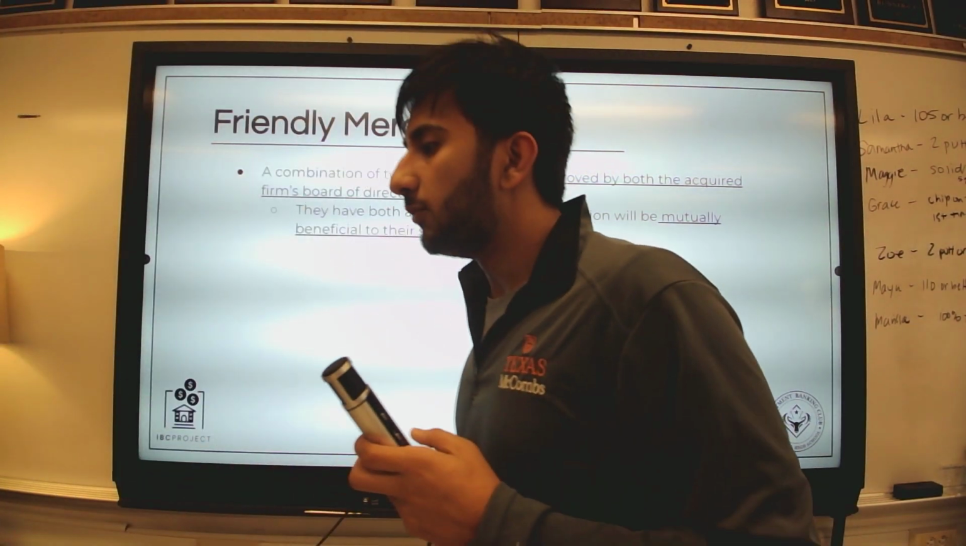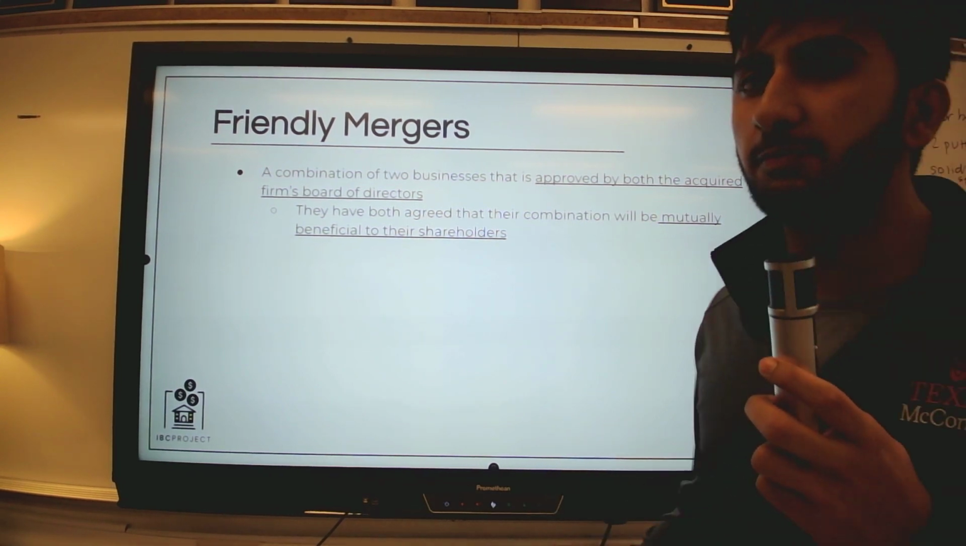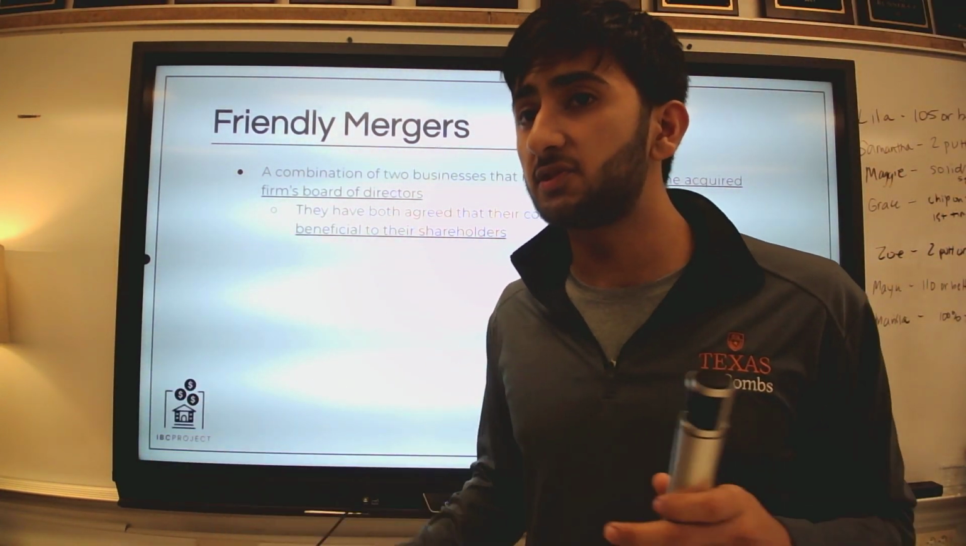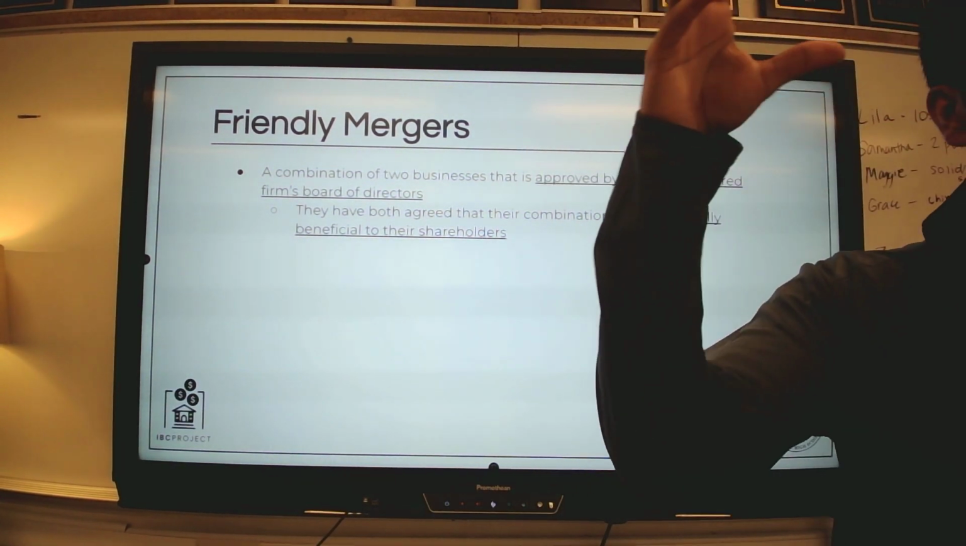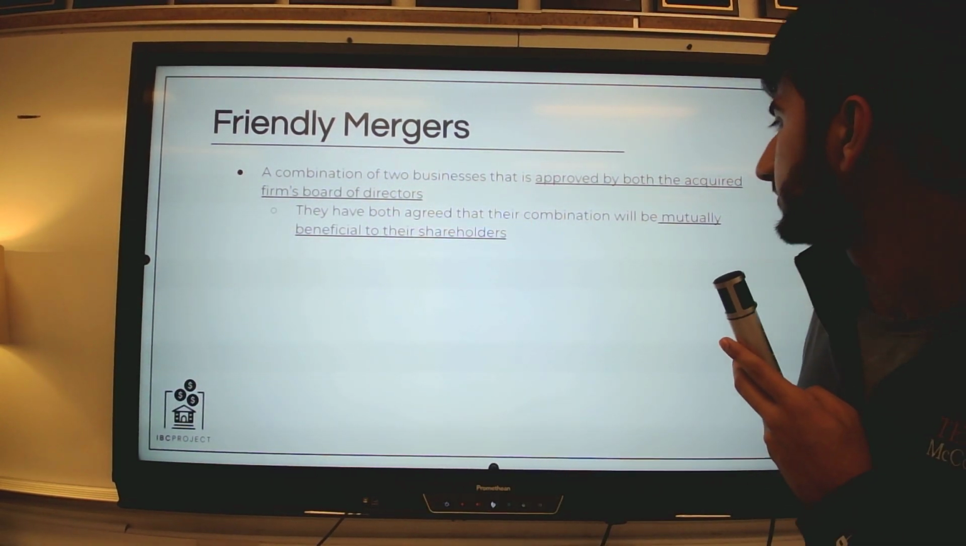Oh, okay. So what is a friendly merger? It's a combination of two businesses that's approved by the acquired firm's board of directors. So remember, board of directors takes priority because they are responsible for the interests of the shareholders.